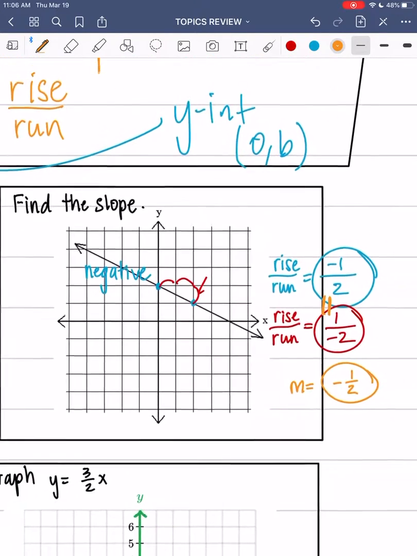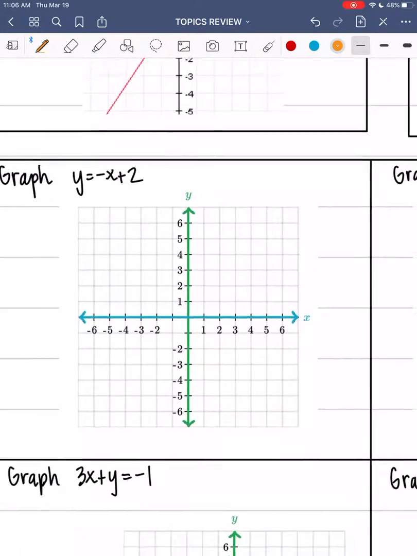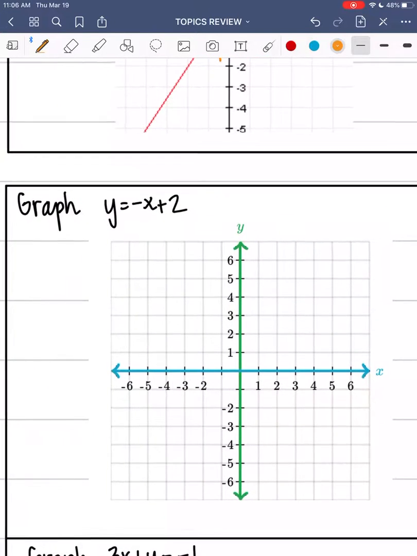Cool. Okay, so now we're going to graph these bad boys. Let's graph y equals negative x plus 2. Here's the y-intercept, this number by itself, plus 2. That means if we look at the y-axis, which is up and down, we have to go positive 2, which is up 2. There's going to be a point right there.